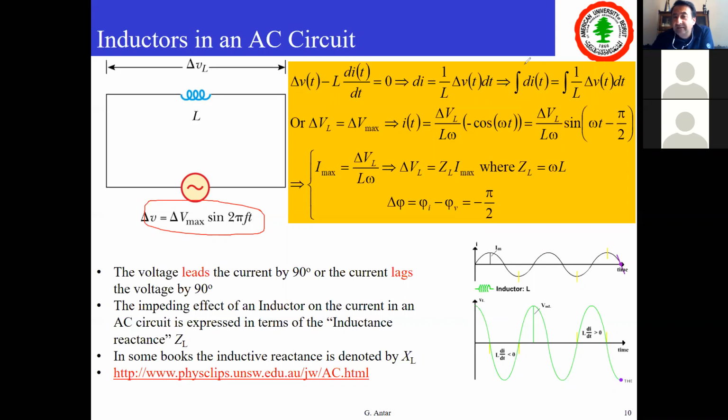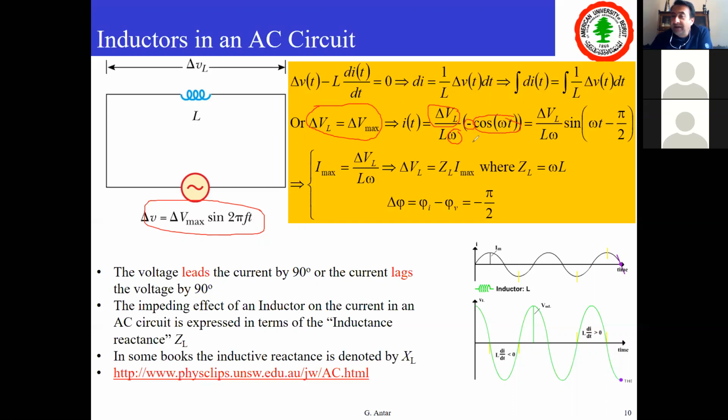I integrate di between 0 and t, and I integrate this value between 0 and t. Now all the constants will get out. So delta VL is equal to delta V max. And now I of t is equal to delta VL times the integration of sine of omega t, which is going to be 1 over omega times minus cosine of omega t.